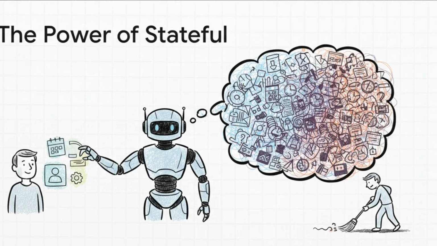But let's be honest, the real power, the magic, comes from stateful agents. This is what makes things like personal assistants and truly autonomous agents possible, the ones that actually learn from you over time. But, and this is a big but, there's a trap. With great memory comes great responsibility. You have to actively manage all that stored information to make sure it stays accurate and useful.